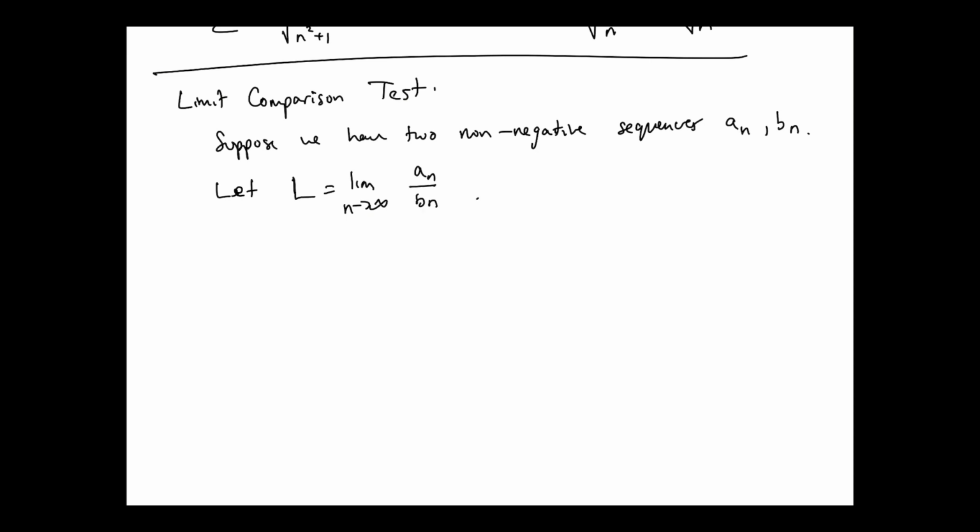I'm going to take their ratio, and I'm going to take the limit of that thing as n goes to infinity. Okay, and I'm going to get something. What are the possible values that I could get for L? I could get infinity, I could get 0, and I could get anything in between. So those are going to be the three cases that we need to consider: L equals infinity, L equals 0, and L equals a non-zero constant.